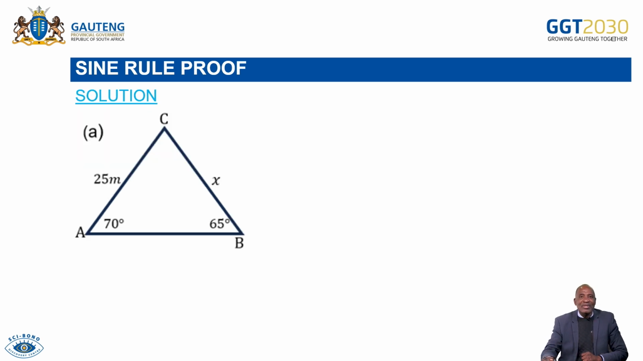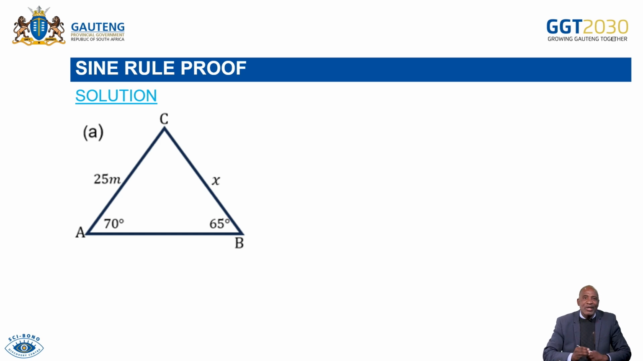We are going to take one triangle at a time. Our first triangle is ABC. It contains 2 angles and a side opposite one of them. The side is 25 meters across 65 degrees.